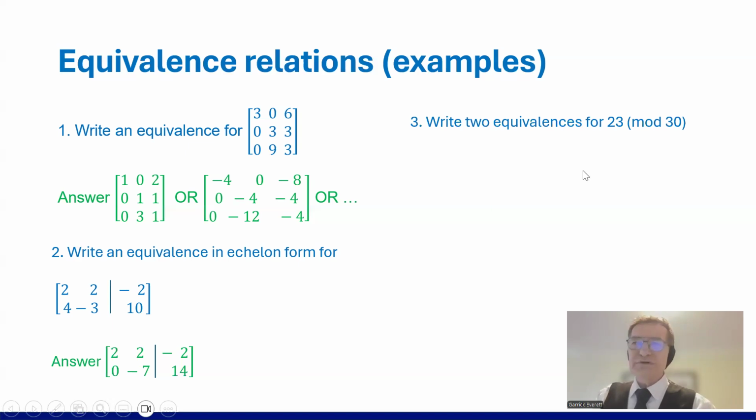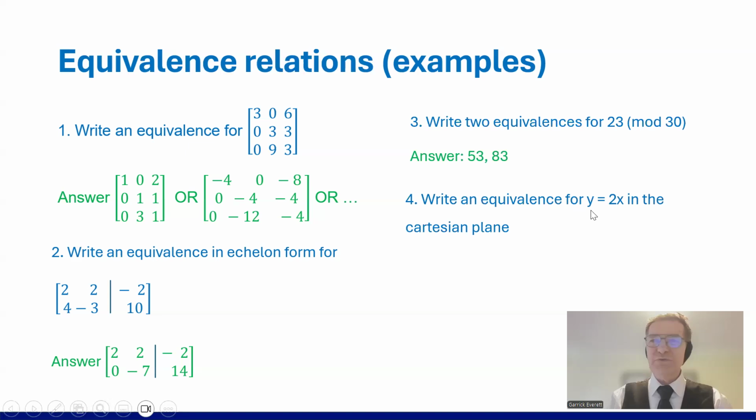Right, 2 equivalences for 23 mod 30. This should be really straightforward. I've just picked the ones that get bigger by 30, so 53 and 83. You can pick any ones you want as long as they result in 23 when you do mod 30.